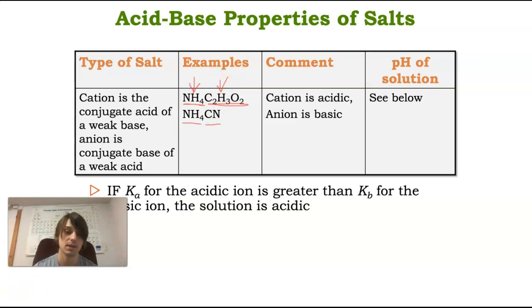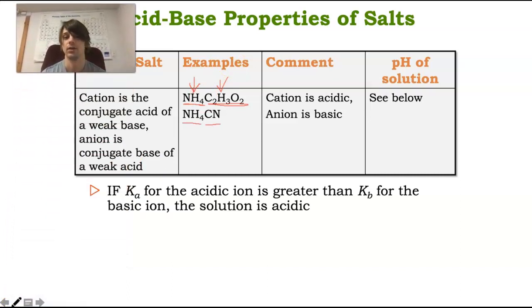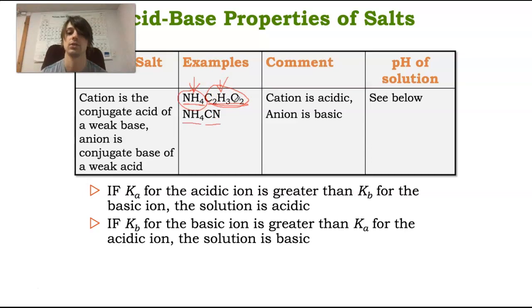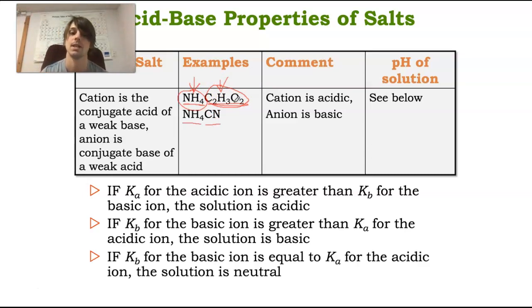Whichever K is bigger decides whether it's acidic or basic. If the Ka of this is bigger, it's going to be acidic. If the Kb of this is bigger, it's going to be basic. So you need to look at who's bigger. Is the Kb bigger? Is the Ka bigger? Sometimes I would need to calculate that, and I ask you to do that on a couple homework questions.